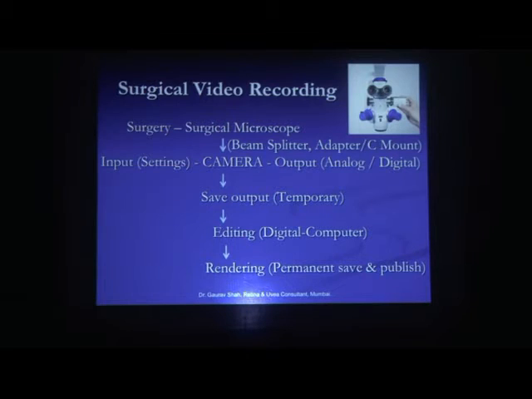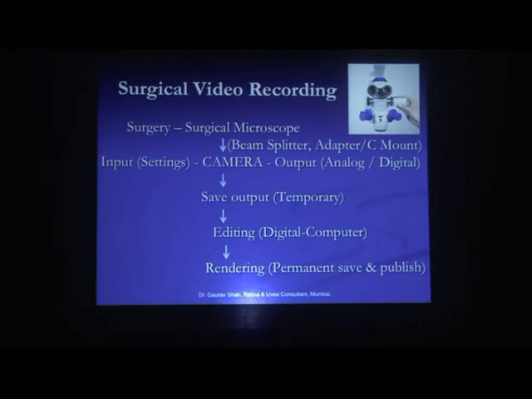So what is a beam splitter? This thing in the microscope which is coming in between the objective lens and the surgeon's eyepiece is a beam splitter which splits the incoming light into two beams. It allows the majority of the light, usually about 80%, to go to the surgeon's eye, and the remaining 20% is split into these knobs on the side. Now, to this knob, you can attach an adapter or a C-mount.